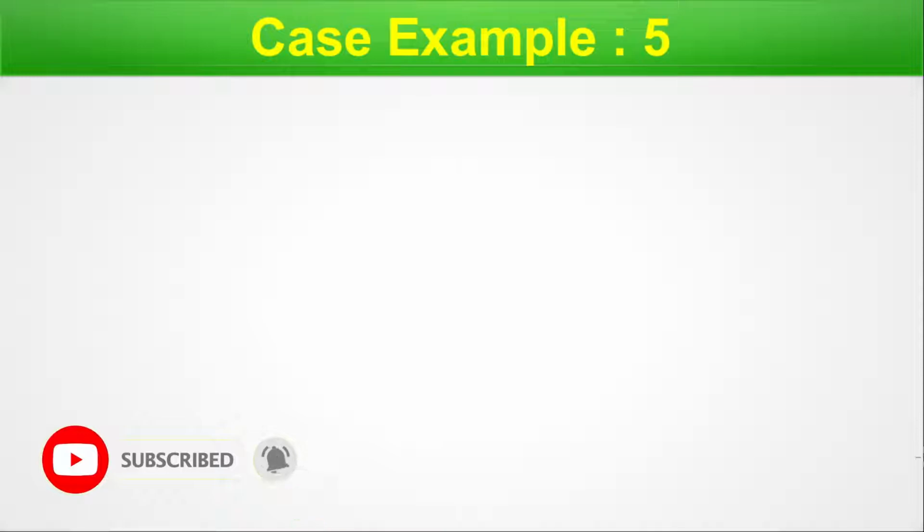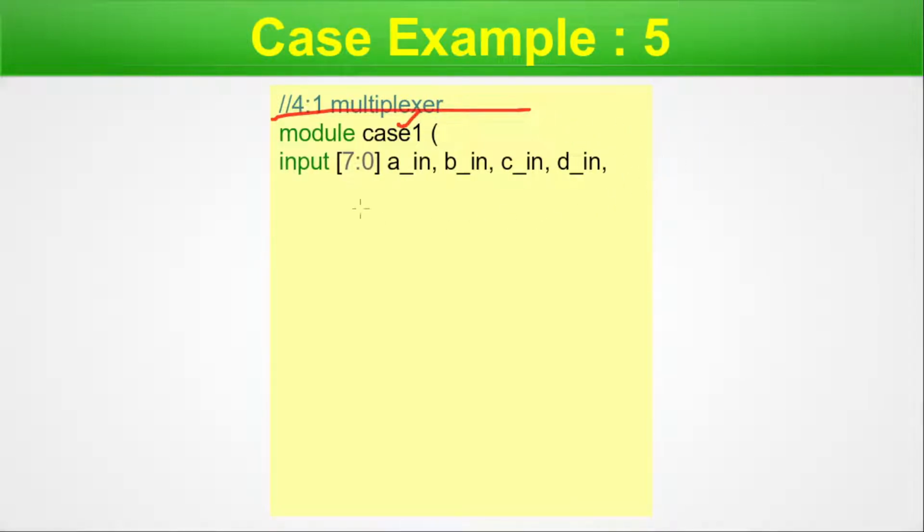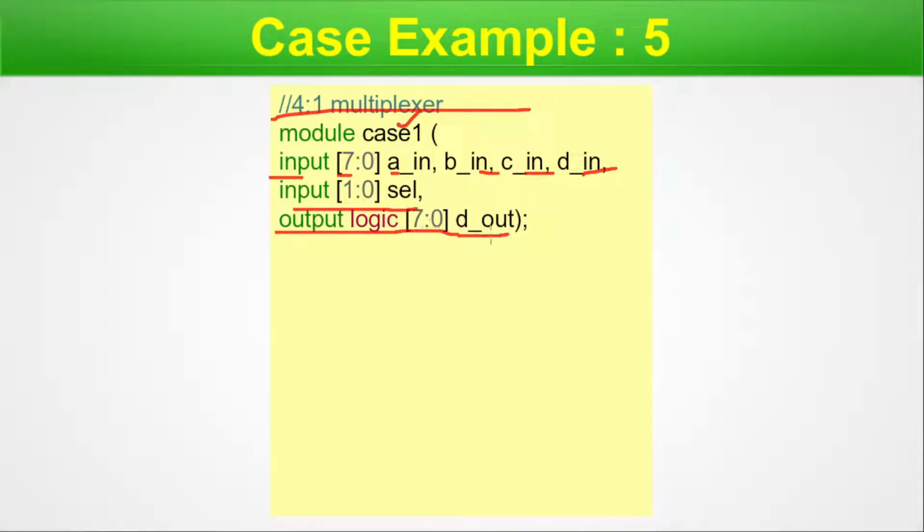So here let us start our example. It is a 4-to-1 multiplexer, and we have a module, and we named it case1, and we are writing input 7 down to 0 A in, B in, C in, and D in. So 4 inputs, input 1 down to 0 select, and output is 7 down to 0 D out. So these are the inputs and outputs of this module.